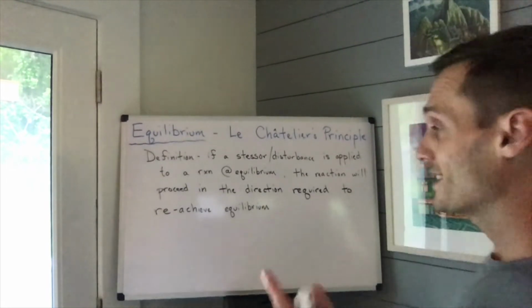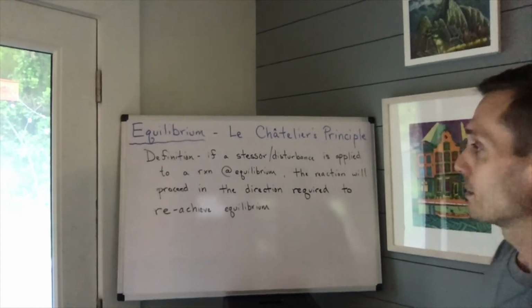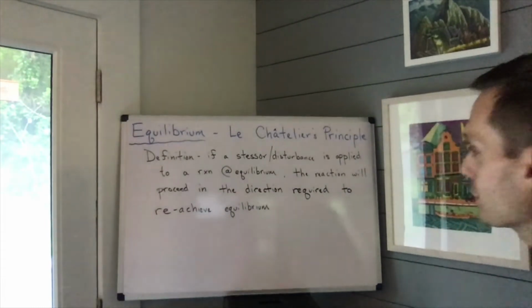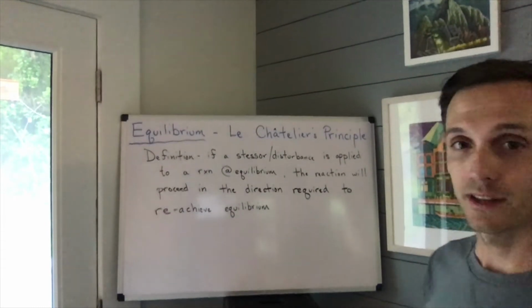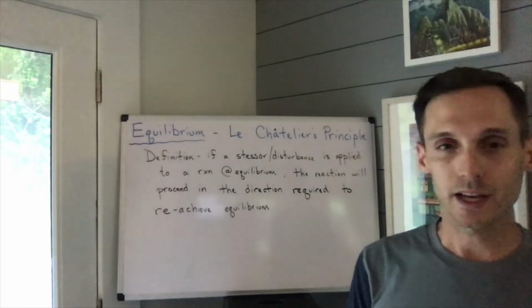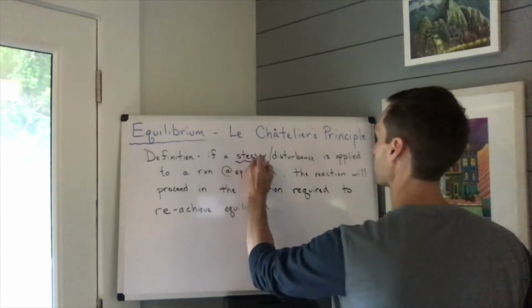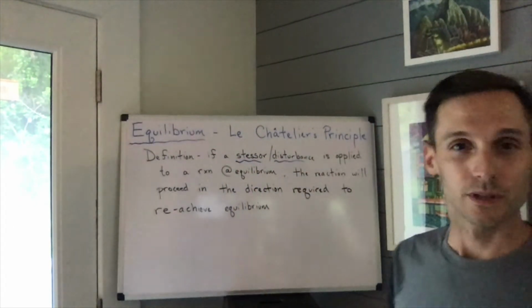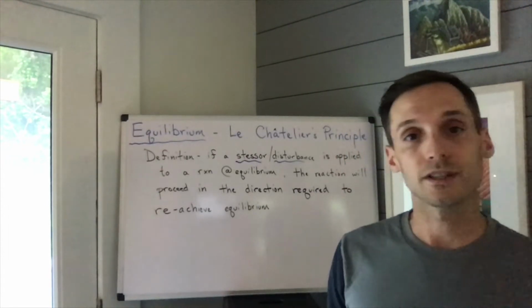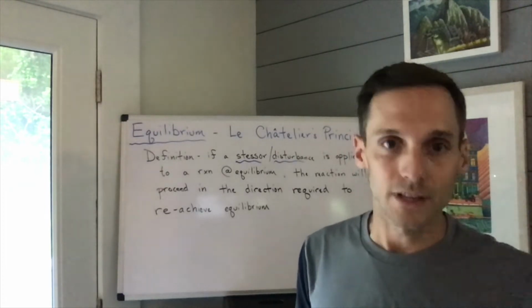So this principle states that if a stressor or a disturbance is applied to a reaction that is at equilibrium, then the reaction will proceed in the direction that's required to re-achieve equilibrium. Okay? So the really important part about Le Chatelier's principle are these stressors or disturbances, as sometimes they're called. And these disturbances or stressors act to kick the reaction out of equilibrium.